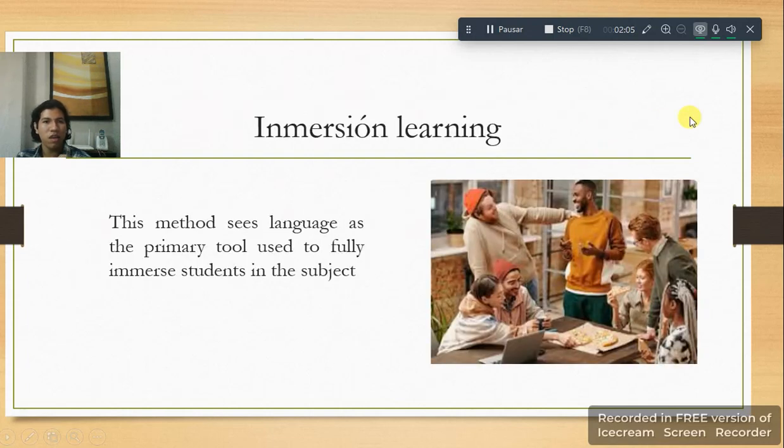Next is immersion learning. This method uses language as the primary tool to fully immerse the students. This method says you have to be immersed in English, so we start with people who live in English, listen to music in English, say many things in English, and you have an environment that focuses on English.